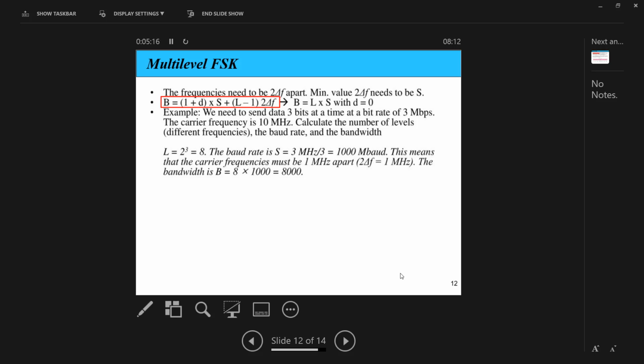In this case, the general formula for bandwidth will be 1 plus d multiplied by s plus L minus 1 times 2 delta F, because we need to account for the spacing between every two frequencies. And if d equal to 0, the best bandwidth will be L multiplied by S directly. And we said this example. In this example, did you notice any error or anything?